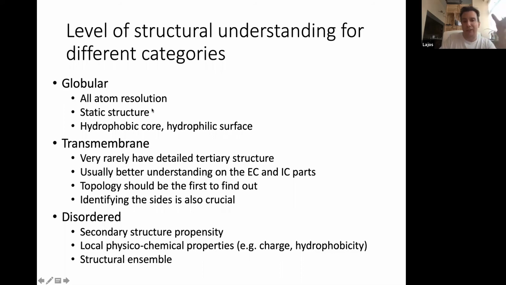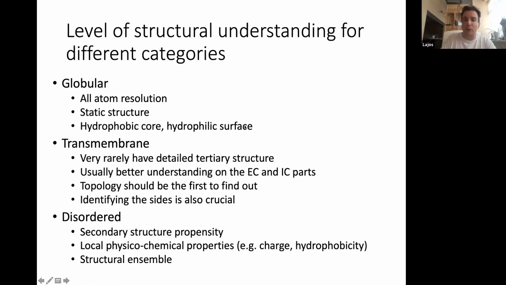Usually what you end up with is a static structure. Even if you download it from the PDB, even if you do homology modeling, what you get is a three-dimensional static model. Of course, this is sometimes not enough, and you may have to think about going further, but it's a good starting point, for example, for molecular dynamics simulations. And the first thing you will already see is how your hydrophobic core is built up and how hydrophilic the surface is.